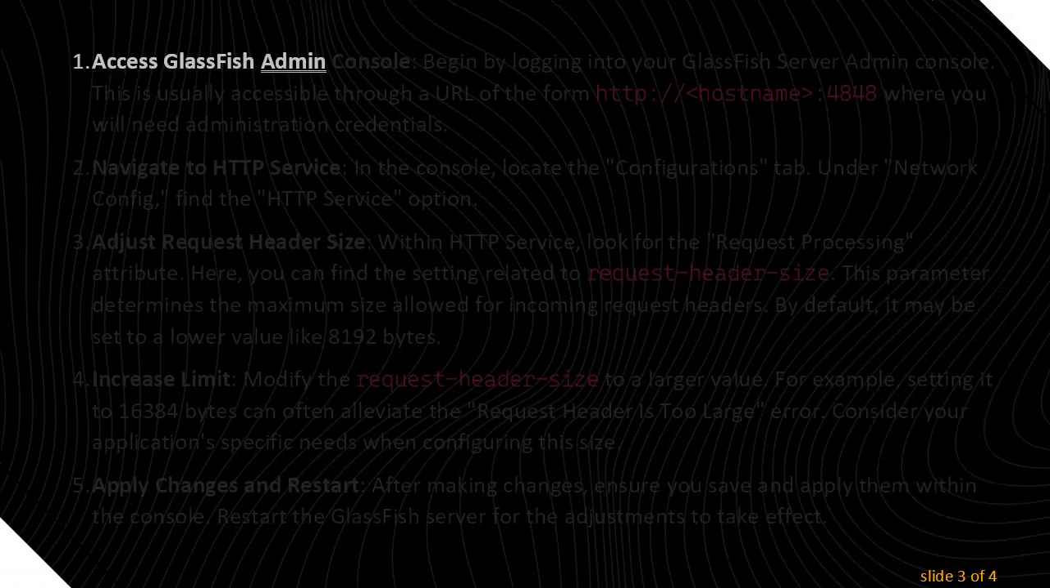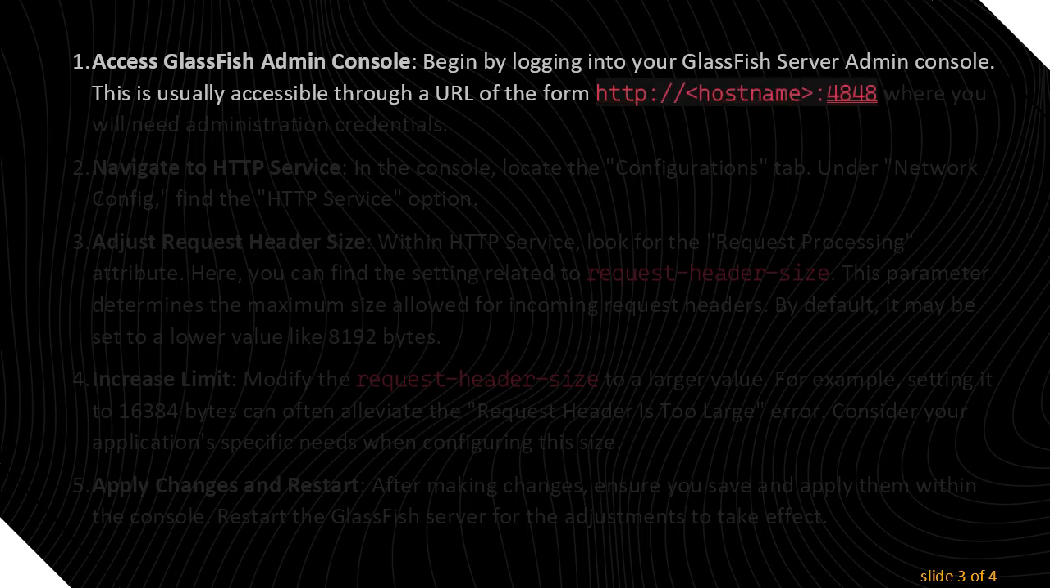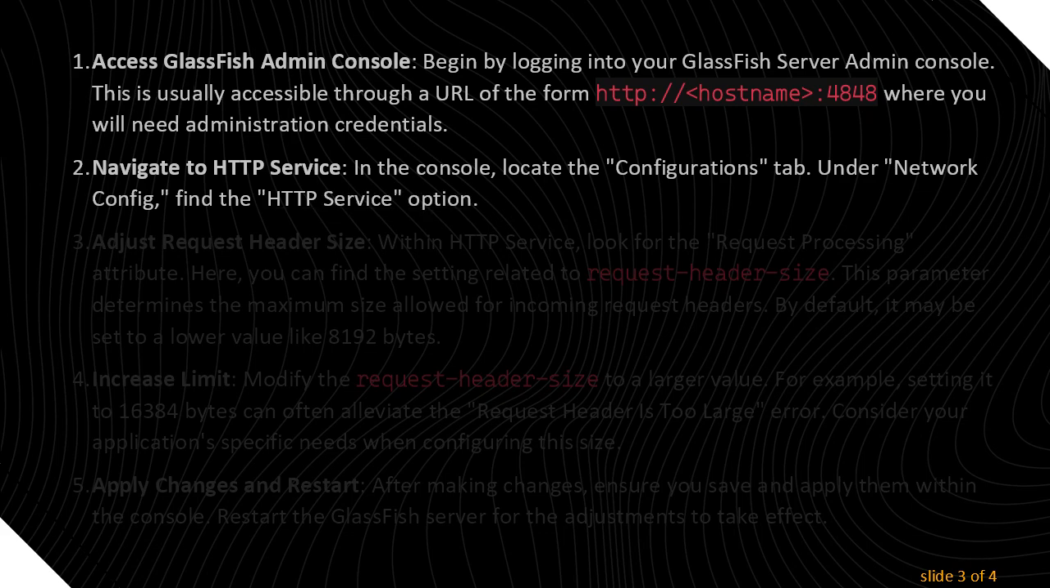Access GlassFish Admin Console. Begin by logging into your GlassFish server admin console. This is usually accessible through a URL of the form http://hostname:4848, where you will need administration credentials. Navigate to HTTP service. In the console, locate the Configurations tab. Under Network Config, find the HTTP service option.